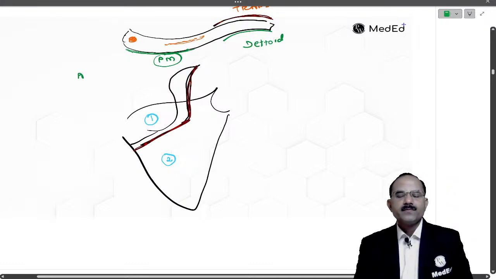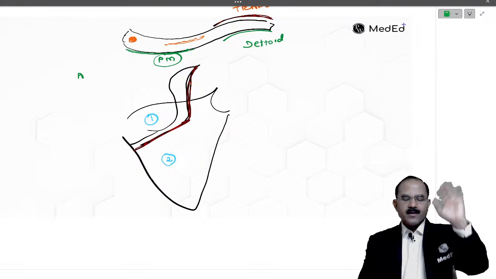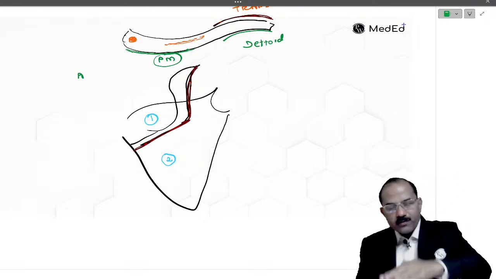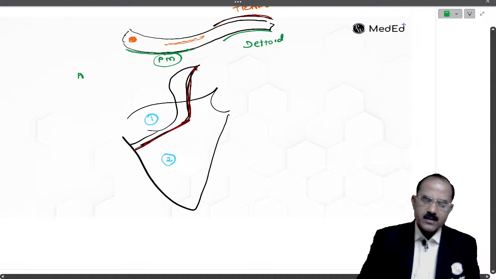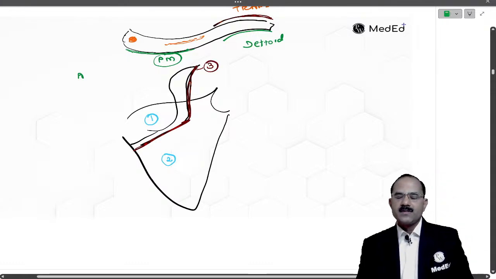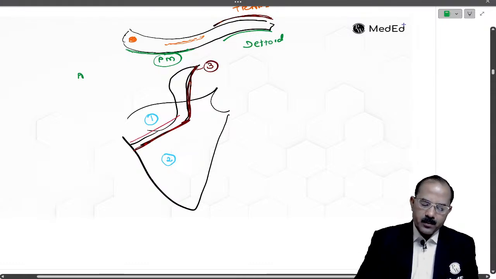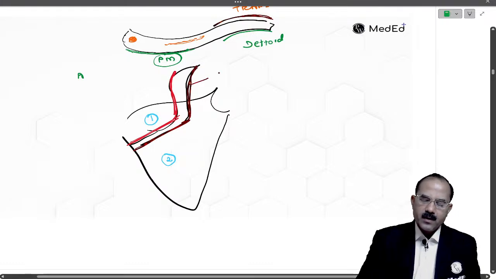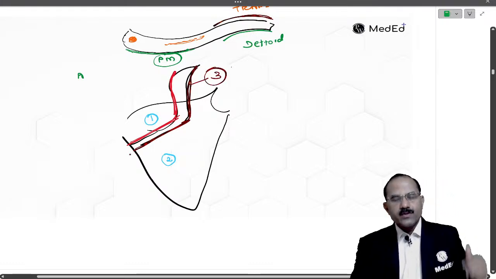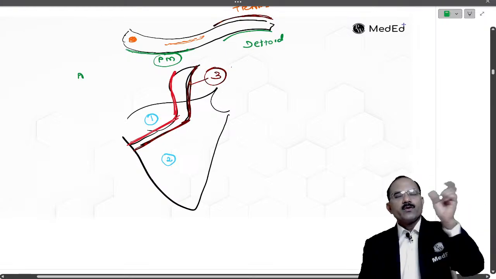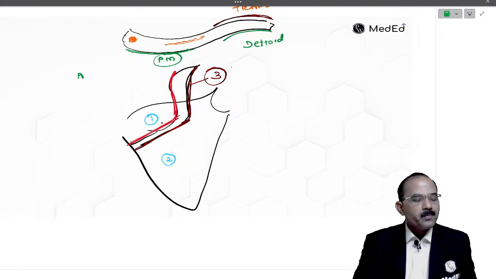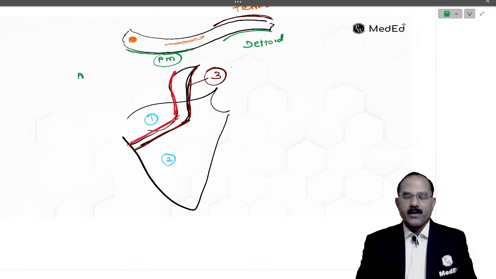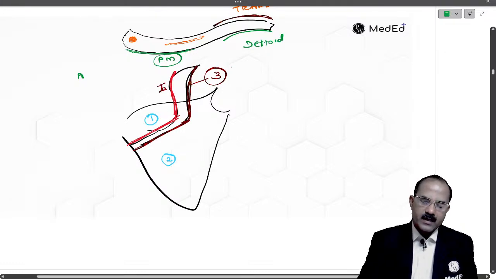The muscle attached to the inferior border of the spine and the lateral border of the acromion, what is this muscle? Number 3 is the deltoid. I'm so sorry. So the muscle attached to the inferior border of the spine and the lateral border of the acromion is the deltoid. The muscle attached to the superior border of the spine and the medial border of the acromion is the trapezius muscle.